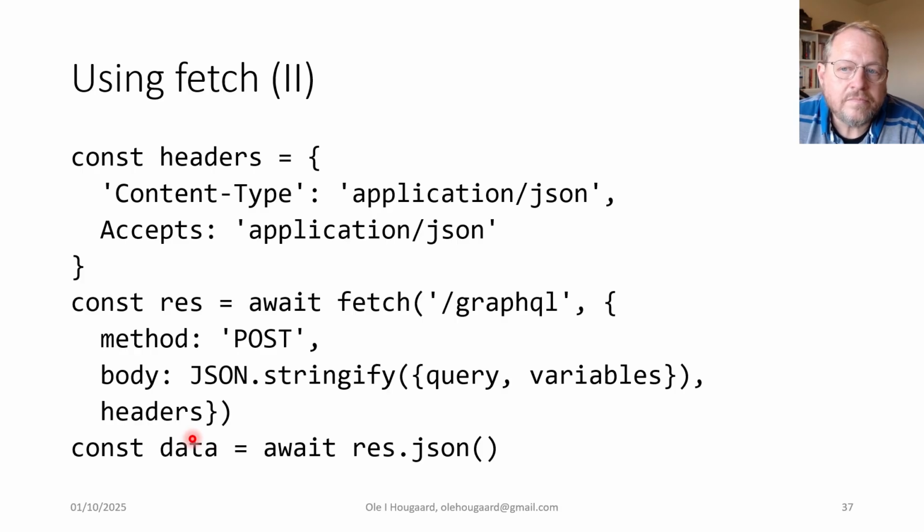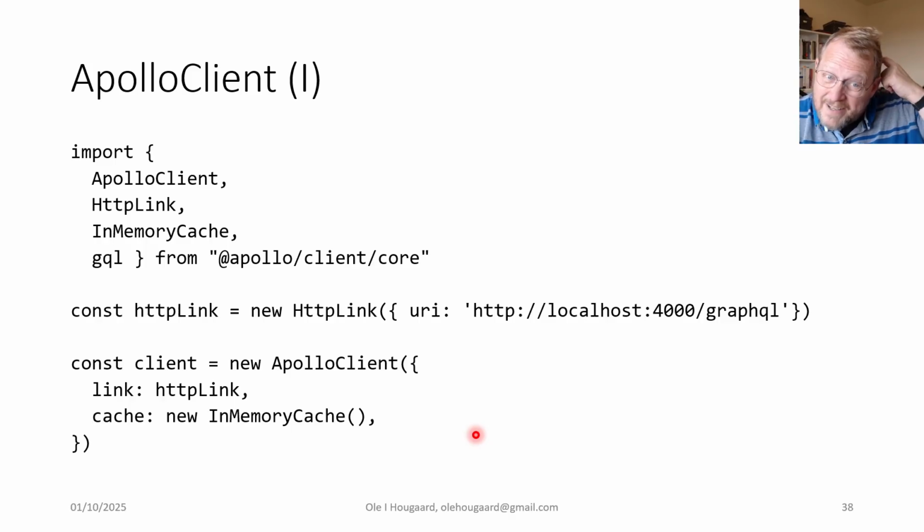There is some boilerplate code, the headers, that you have to specify the method, that you have to specify that you are expecting JSON back and all that stuff. So there are some things here, but generally this is doable, right? This is doable, but you could also just use the Apollo client. So here's the Apollo client.